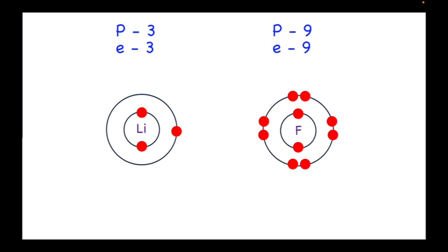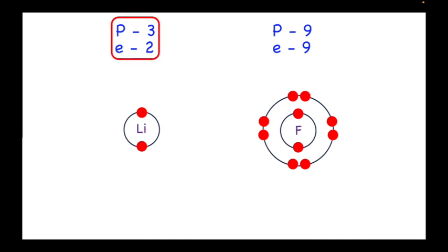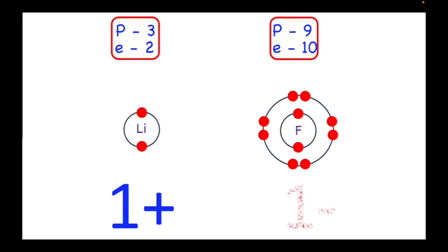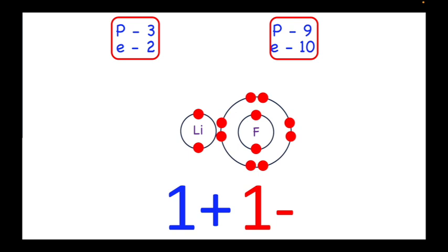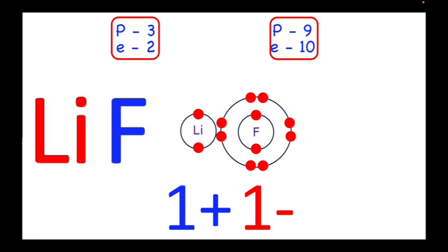When they come closer, lithium transfers its one outermost electron completely to fluorine. Now lithium has 3 protons and 2 electrons. It becomes positively charged lithium, and fluorine has 9 protons and 10 electrons. It becomes negatively charged fluorine. They attract each other strongly and form lithium fluoride, which is represented as LiF.